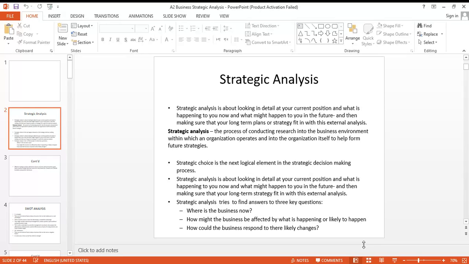The second part is strategic choice, where we choose the strategy based on our requirements. And the third is strategic implementation. The chosen strategy must be judiciously implemented. So the combination of these three, strategic analysis, strategic choice, and strategic implementation, constitutes strategic management.